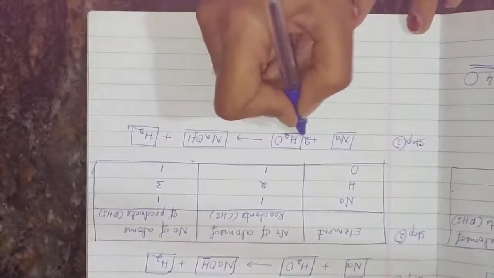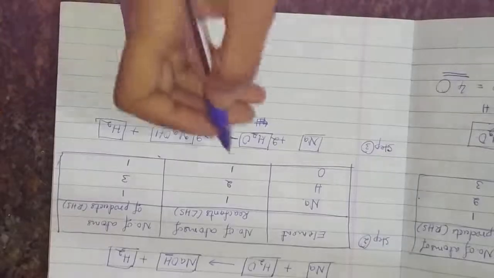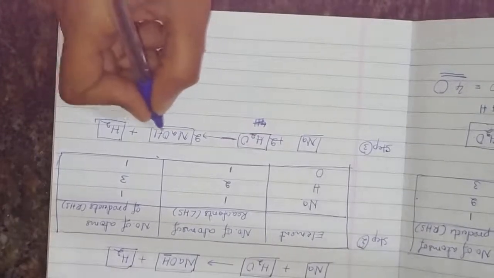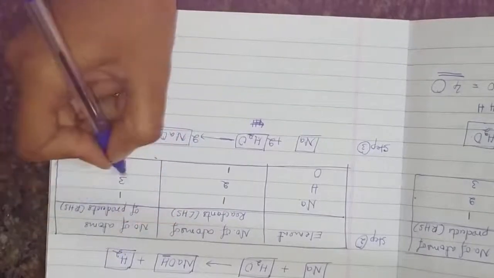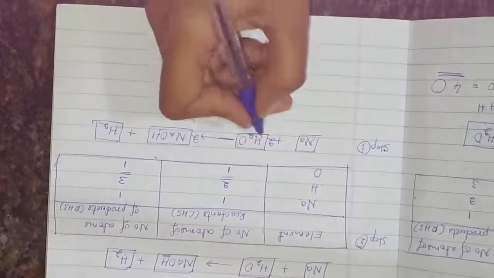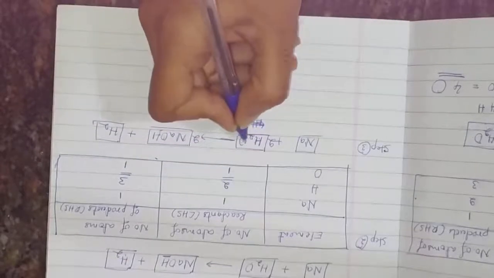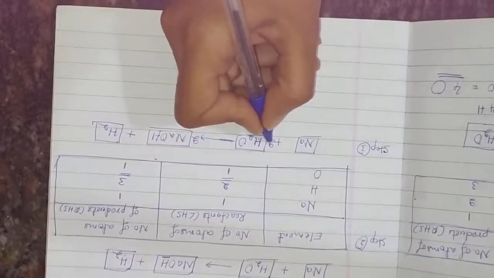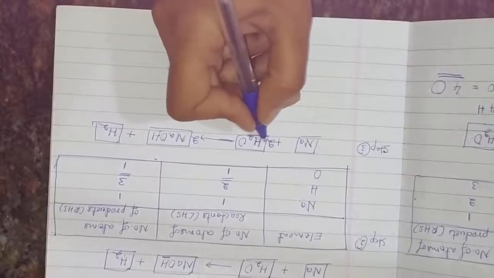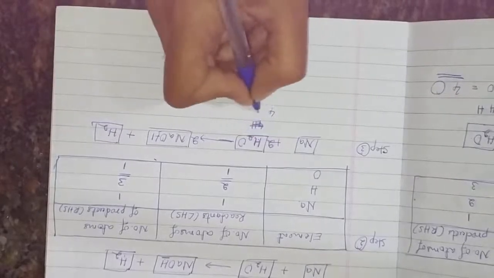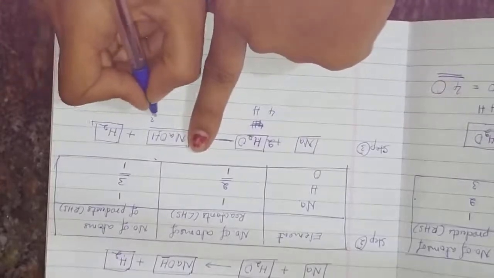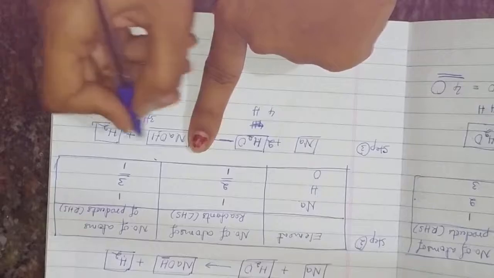See here, on the product side actually 3 hydrogen atoms, and on the reactant side 2 hydrogen atoms are there. So first we will multiply this water by 2. Okay, we will multiply this water by 2. So the number of hydrogen atoms on the reactant side will become 4. But now see here, on the product side actually 3 hydrogen atoms are there. Okay, here 2, here 1.